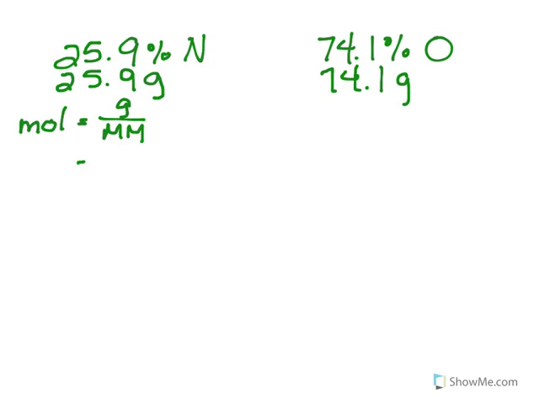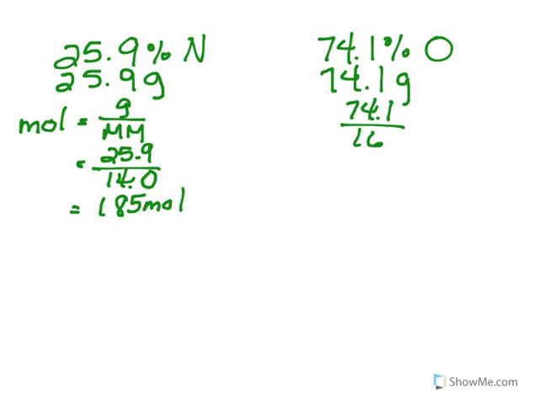So for nitrogen, that would be 25.9 over 14.0 is molar mass, and that would give us 1.85 moles. Do the same with oxygen. Grams over molar mass will give us moles of oxygen. If I divide that, I will get 4.63 moles of oxygen.